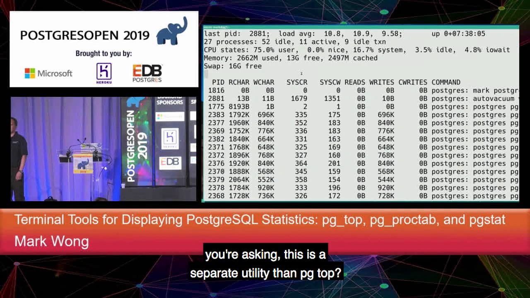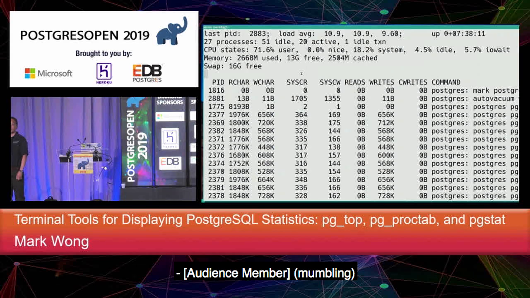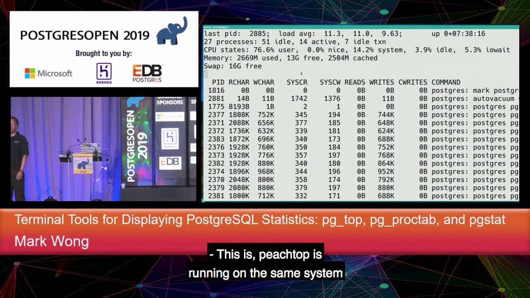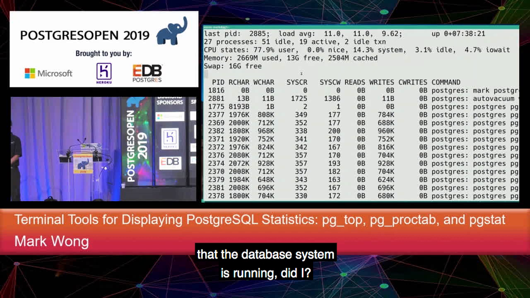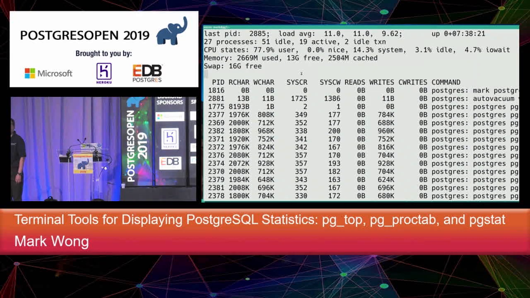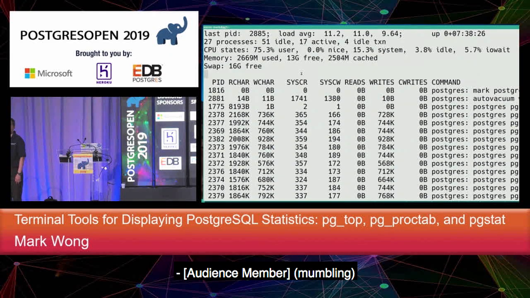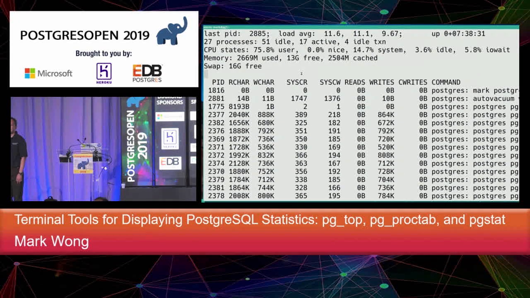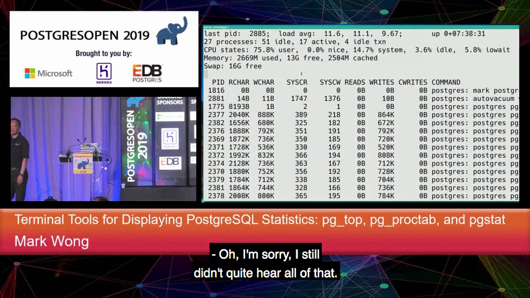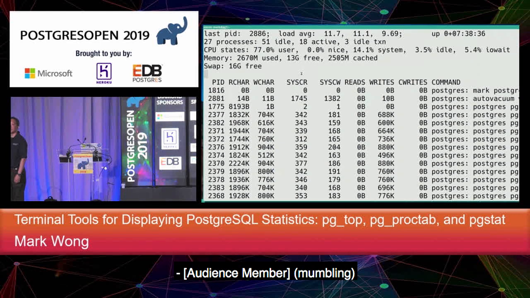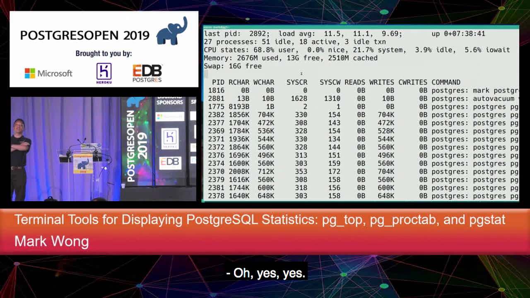Make sure I heard that right. You're asking if this is a separate utility than PGTop? PGTop is running on the same system that the database server is running. Yeah, I was just trying to find out, we use AWS RDS very frequently, so will it help us in any way? Sorry, I still didn't quite hear all of that. Yeah, AWS RDS is a managed service. We do not have access to the whole underlying system.